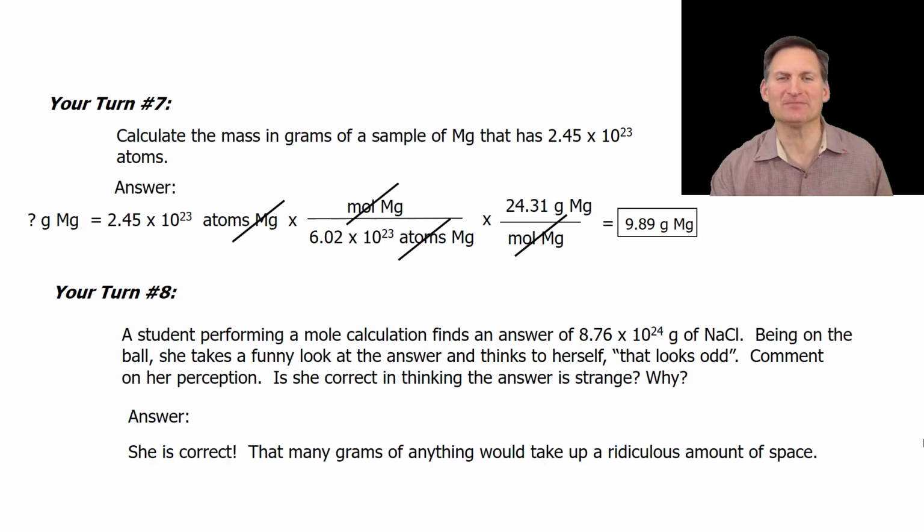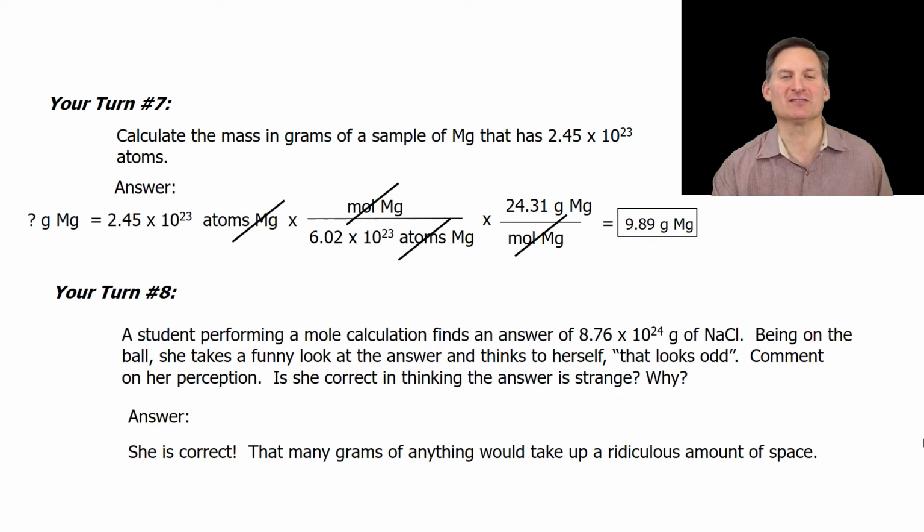Absolutely, she is correct. Notice that she has solved for a mass in grams. Grams is a macroscopic quantity generally. 300 to 400 grams, for example, is the typical size of a cereal box. 8.76 times 10 to the 24th grams, on the other hand, would be about 2.50 times 10 to the 22nd cereal boxes. That's almost 1 mole of cereal boxes. I don't know exactly how much space that would take up, but let's just say it would easily cover the entire planet and make a fairly high stack at the same time.